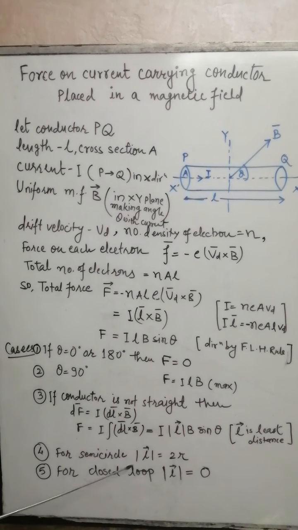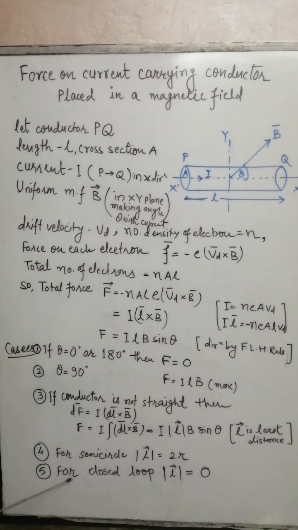If a semicircle is kept in a magnetic field, then this L will be 2r, not 2 pi r. If we talk about the circumference of a circle, it is 2 pi r. So if we talk about a semicircle, students may take pi r, but it is not pi r. I am saying this L is the least distance between 2 points, which means the semicircle will not be considered as length, will not be considered as pi r. It will be only 2r.